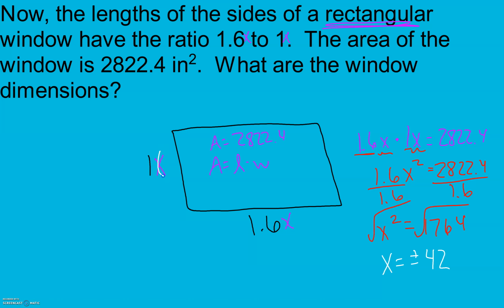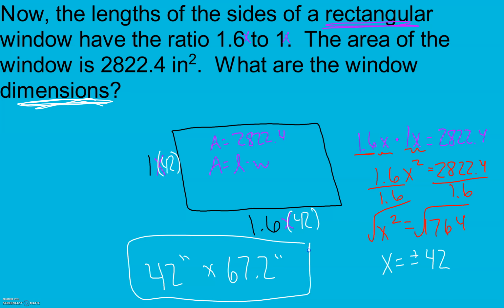So I'm going to have 1 times 42, which gives me 42. These are again in inches. And 1.6 times 42, which is going to give me 67.2 inches. Because again, we're looking for the dimensions, not what's x, or what were they both multiplied by, or what were our dimensions reduced by, but what are the dimensions? 42 and 67.2 inches.